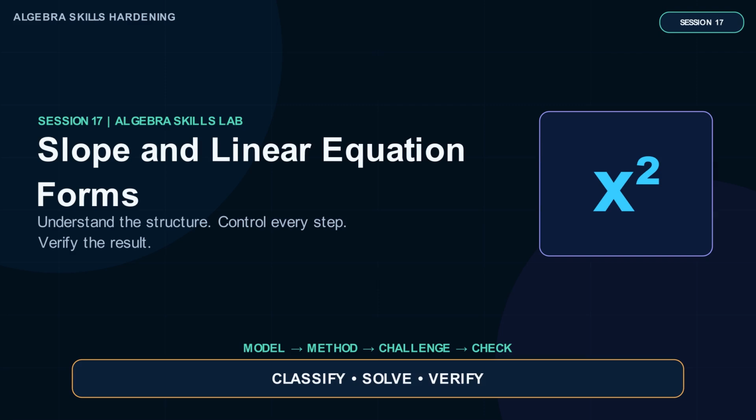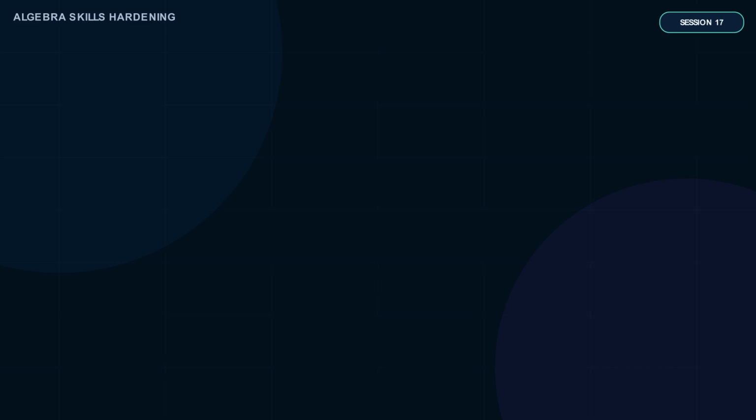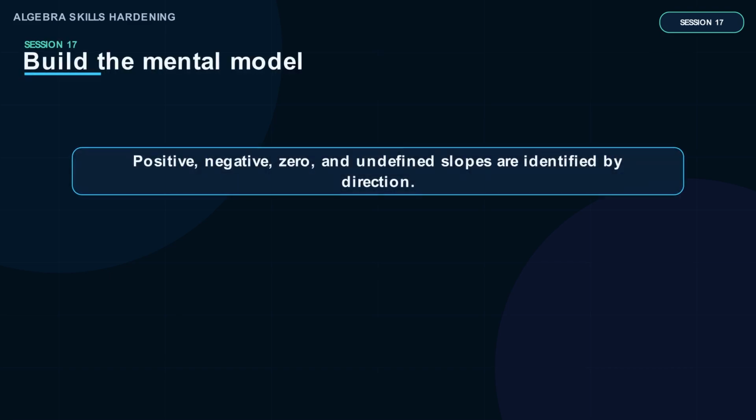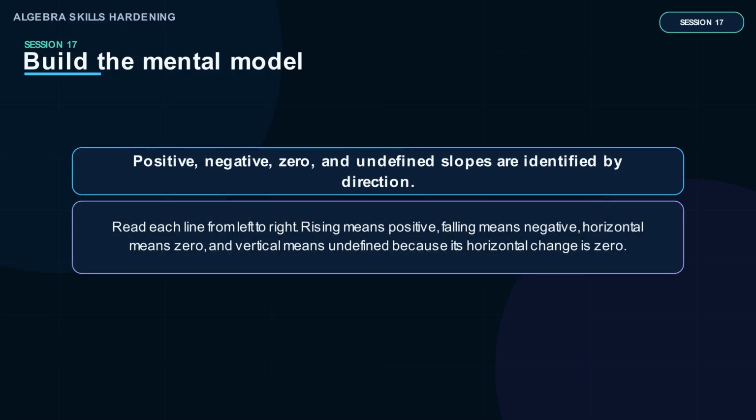Keep a pencil ready. We will build a visual model, use a repeatable process, solve a demanding example, diagnose an error, and finish with a checkpoint. Start with this picture. Positive, negative, zero, and undefined slopes are identified by direction. Read each line from left to right. Rising means positive, falling means negative, horizontal means zero, and vertical means undefined because its horizontal change is zero.